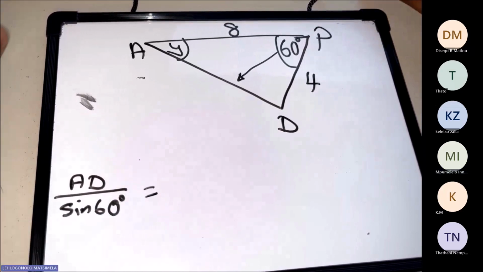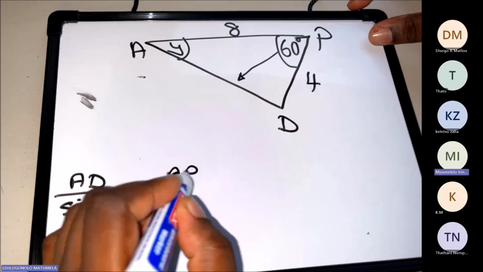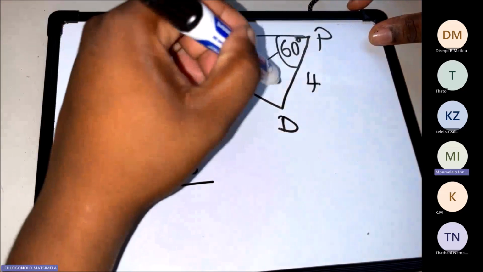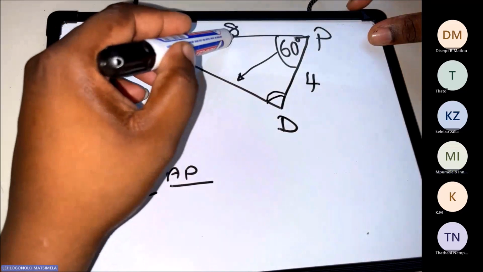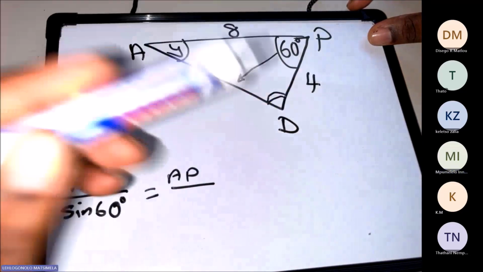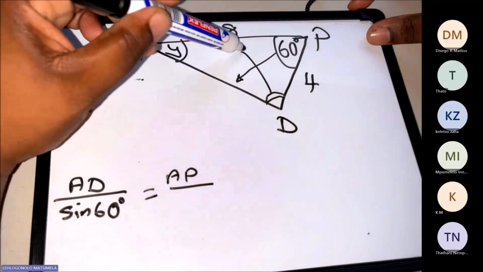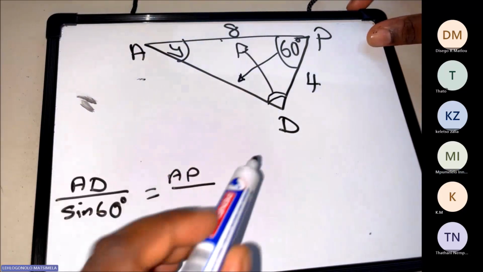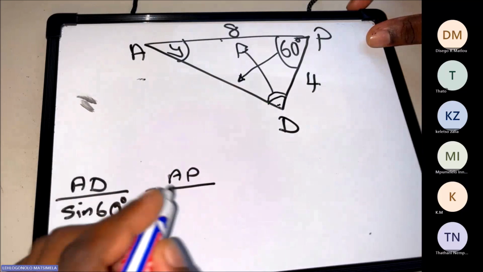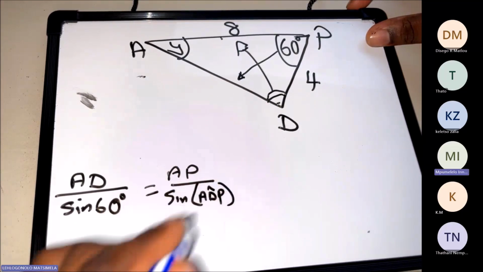Then it's equal to. Then again, what am I having? I'm having AP, side AP, divided by. Now the angle at this side, or I can say side AP, I can draw the arrow from any of the sides. If I'm drawing from the side, I'm looking for the angle. If I'm drawing from the angle, I'm looking for the side. So this side is going to give me AP. AP means opposite to angle at D. Then I'll say sine angle at D is ADP.